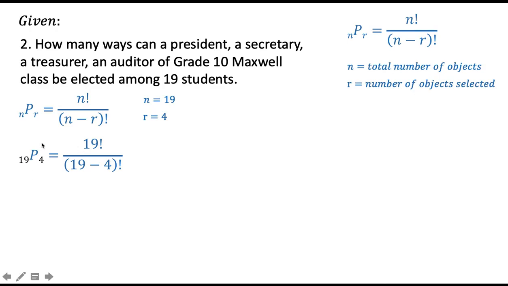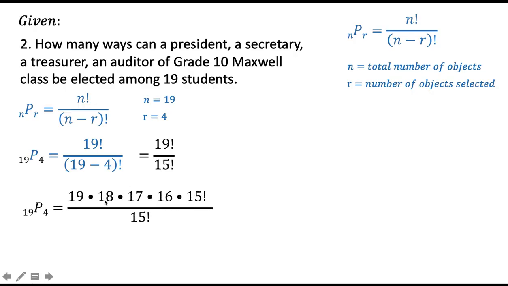So we're going to put it in our formula, then simplify. So 19 minus 4 is 15 factorial, then expand. So 19 times 18 times 17 times 16 times 15 factorial. So we stop at 15 factorial because the denominator is also 15 factorial. So we can also do this way to save time and space. Then we're going to multiply the remaining numbers. So 16 times 17 times 18 times 19 gives us 93,024. So it means there are 93,024 ways for us to elect 4 different officers in grade 10 Maxwell with 19 students.